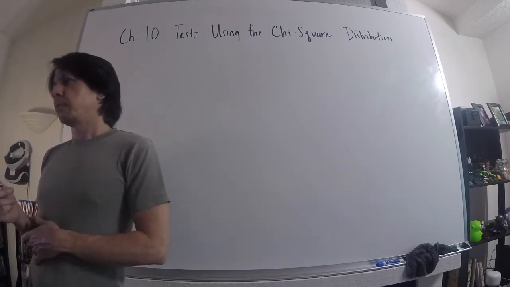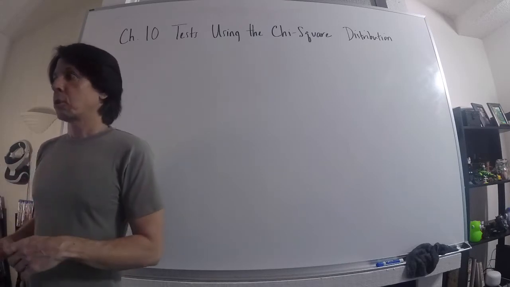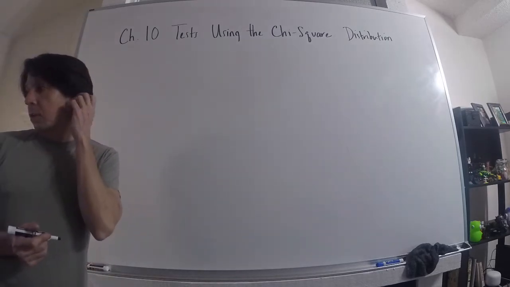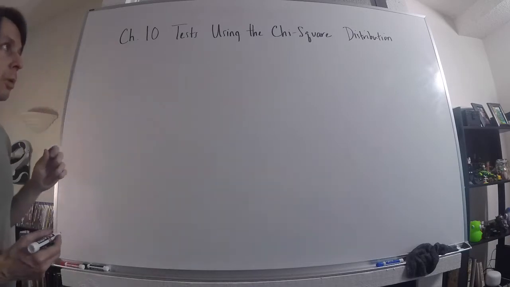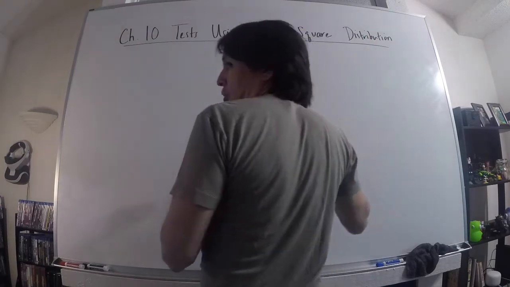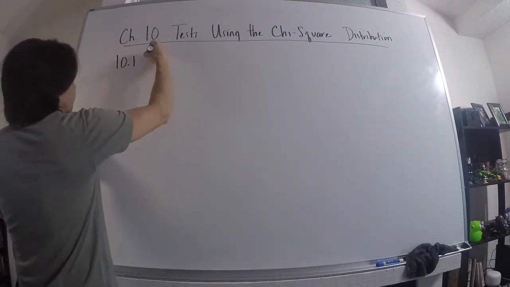I think I'll probably do 10.3 and put it up as an optional lecture, if anybody needs to brush up on statistics before they transfer to a four-year school. I don't want to shortchange them, but it's not going to be on the final. You'll just have to do the 10.2 problem. Anyway, chapter 10, tests using the chi-square distribution. 10.1 is an introduction to the chi-square distribution.